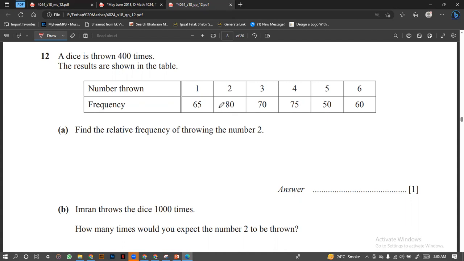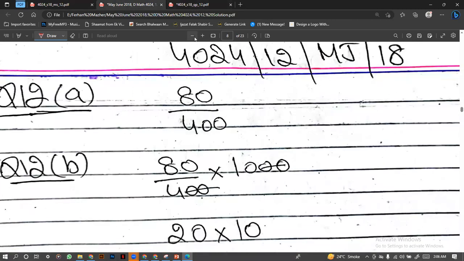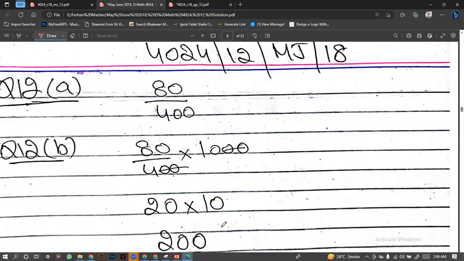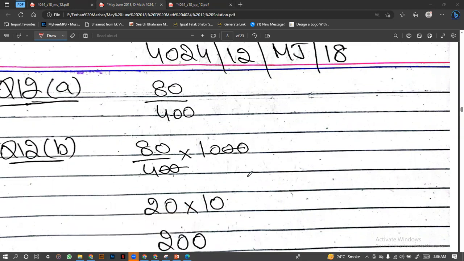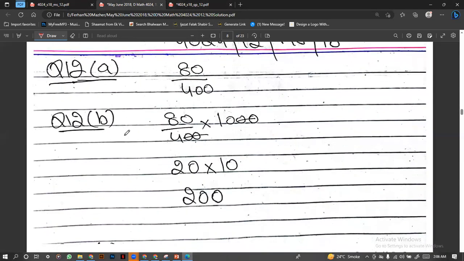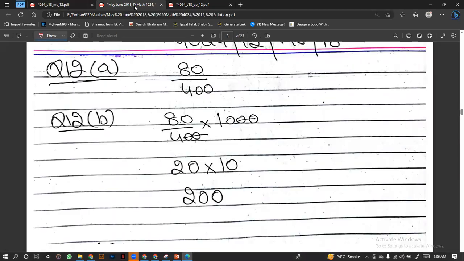Okay, so the number 2 came out 80 times. The total is 400 times. So relative frequency will be 80 divided by 400. So let me reduce the size so you can see. So 80 divided by 400 is my answer. So this will be 80 divided by 400, the right answer, sir.